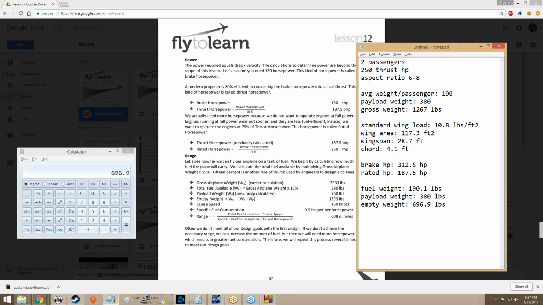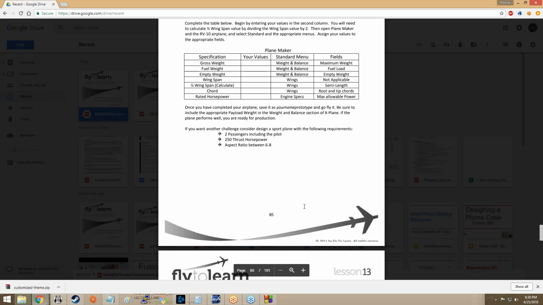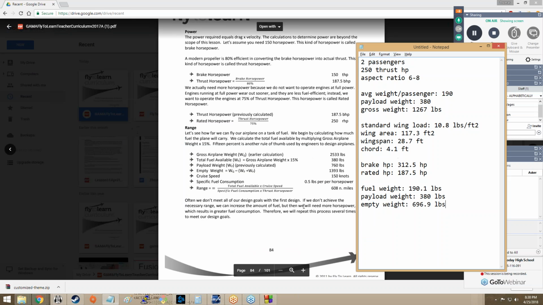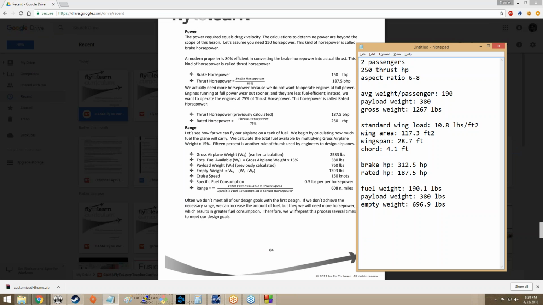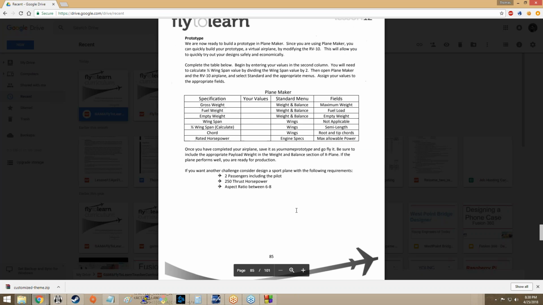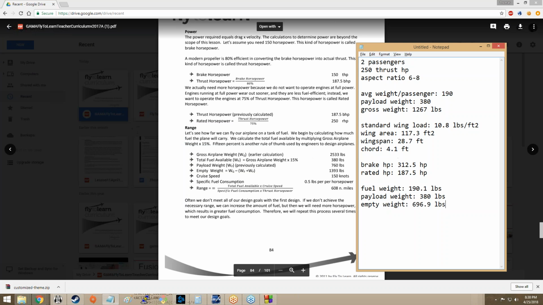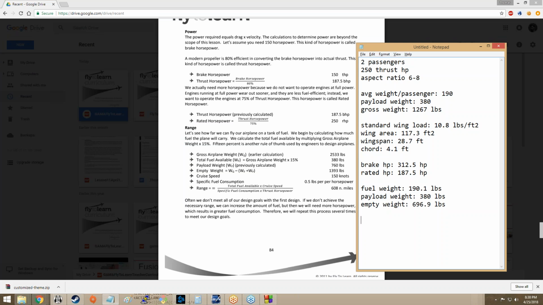There we go. So our cruise speed is, we didn't actually get a cruise speed. Well, that makes things a little bit more difficult, doesn't it? Well, so we can't calculate the range.